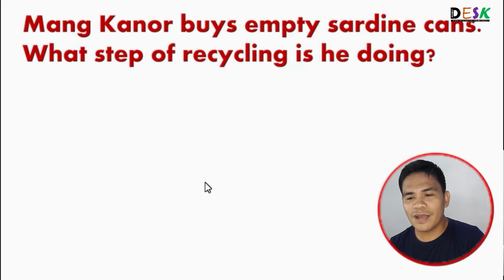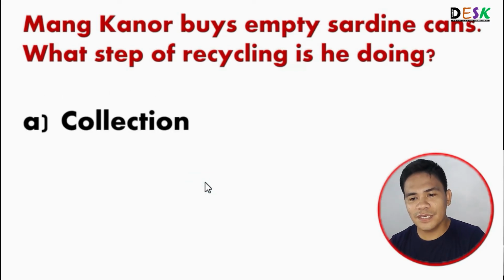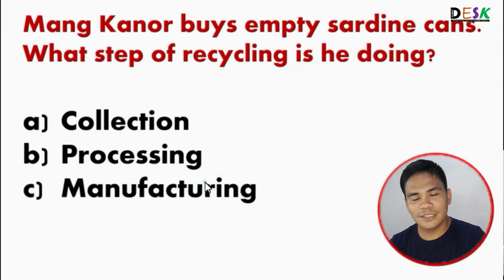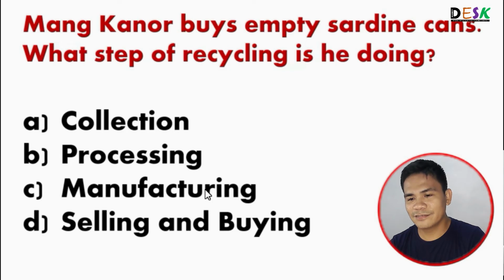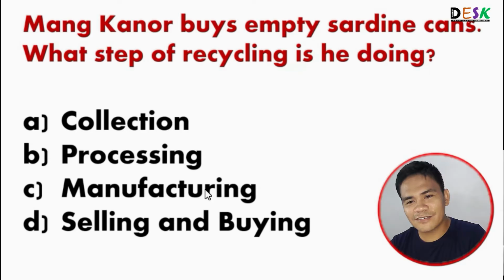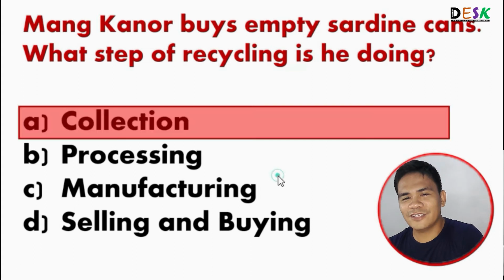Alright, next. Mang Panor buys empty sardine cans. What step of recycling is he doing? A. Collection, B. Processing, C. Manufacturing, and D. Selling and buying. You have 10 seconds. Alright, so the correct answer is, what do you think? The correct answer is collection.